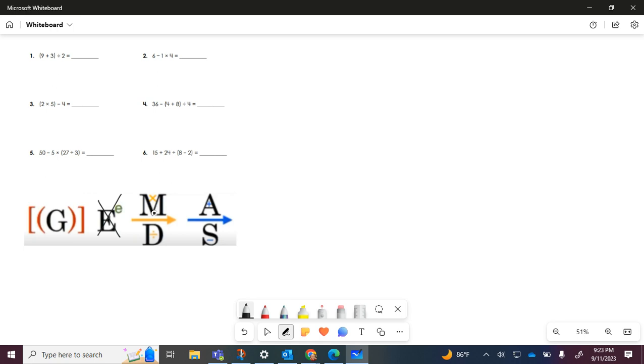Next would be either multiplication or division. If you notice, there is an arrow going from left to right, because for multiplication and division, sometimes you might divide first and sometimes you might multiply first. It depends what's on the left-hand side, so we'll look at some examples of that. It's the same for addition and subtraction. We've got the arrow because sometimes we might subtract first, sometimes we might add first. It just depends what's on the left-hand side. All right, so let's go ahead and get started.